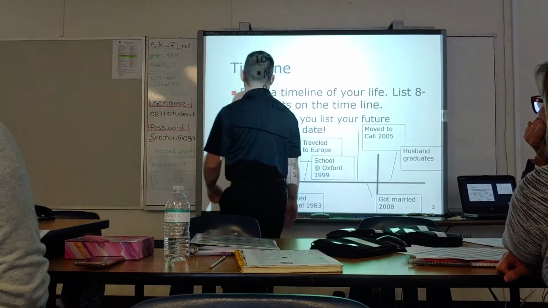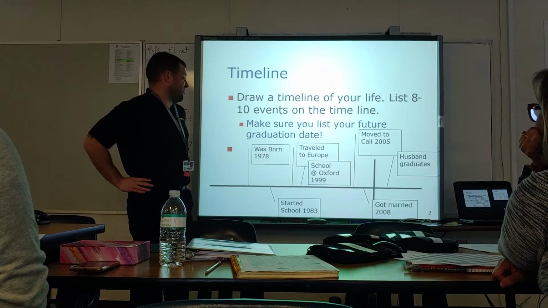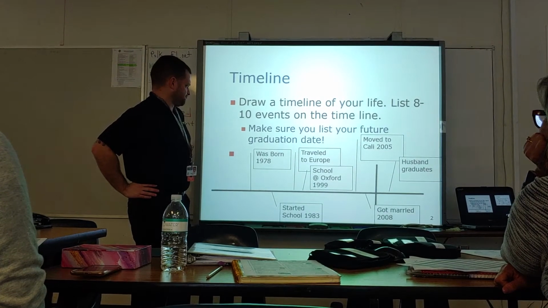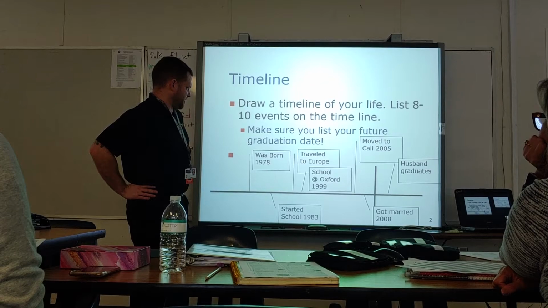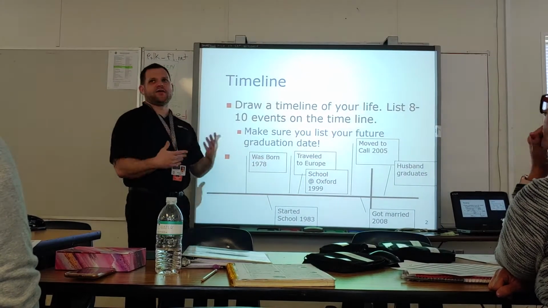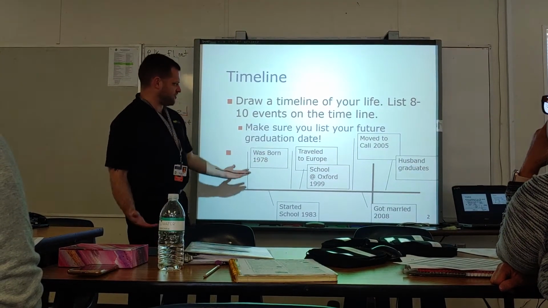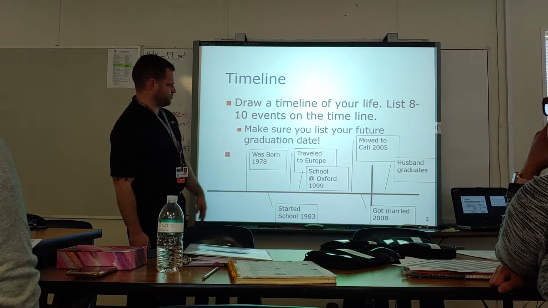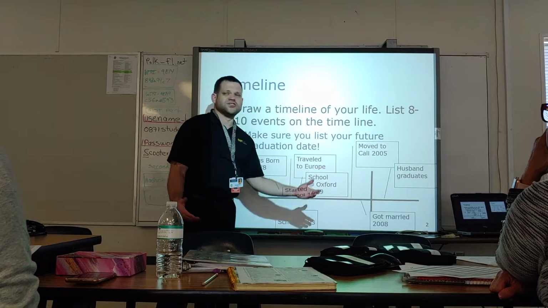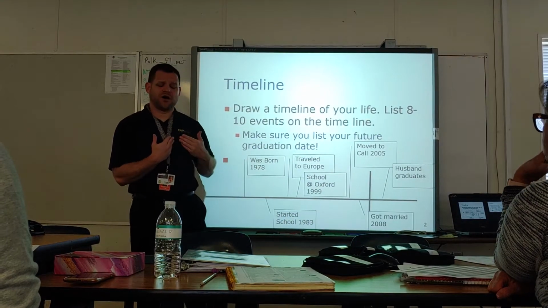So right here it says, draw a timeline of your life. List 8 to 10 events on the timeline. Make sure you list your future graduation date. So what this is showing is just how to describe certain verb tenses. We won't go too much into detail on this. Was born, traveled to Europe. So it's just a timeline of your life. What does this have to do with verb tenses?